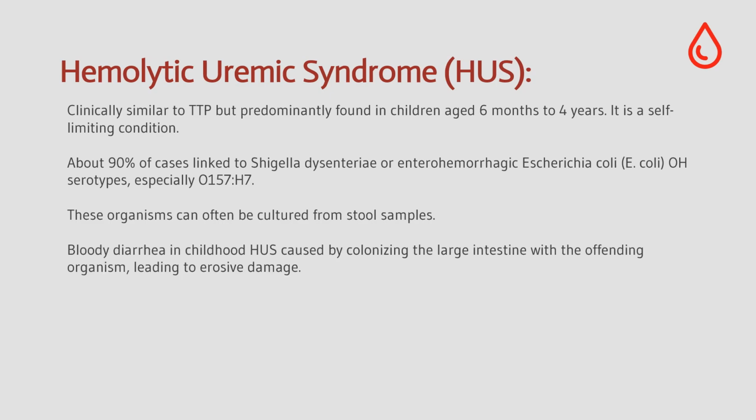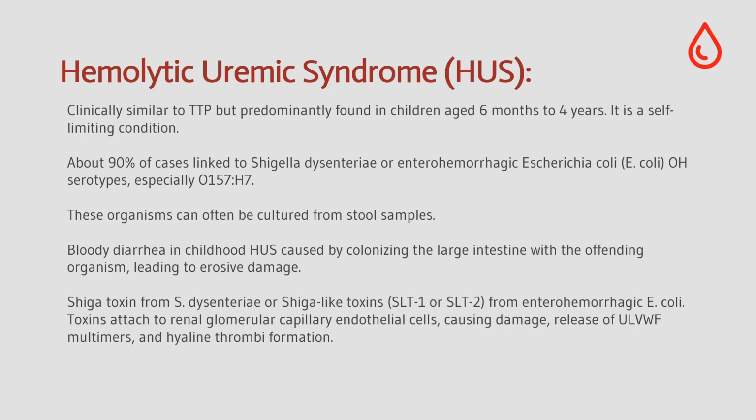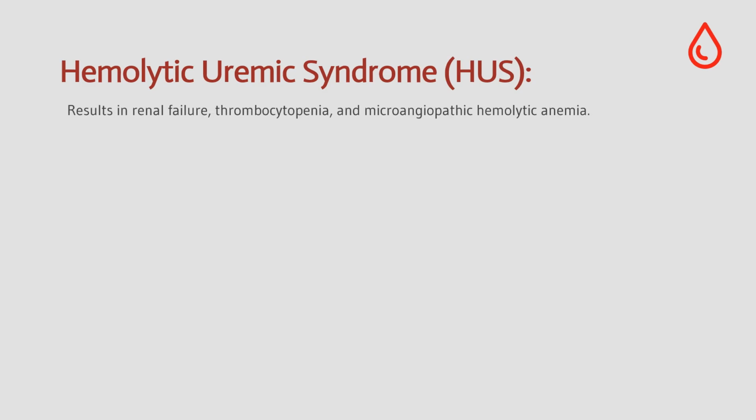Bloody diarrhea in childhood HUS is caused by colonizing the large intestine with the offending organism, leading to erosive damage. Shiga toxin from S. dysenteriae, or Shiga-like toxins, SLT1 or SLT2, from enterohemorrhagic E. coli. Toxins attach to renal glomerular capillary endothelial cells, causing damage, release of ULVWF multimers, and hyaline thrombi formation. This results in renal failure, thrombocytopenia, and microangiopathic hemolytic anemia.